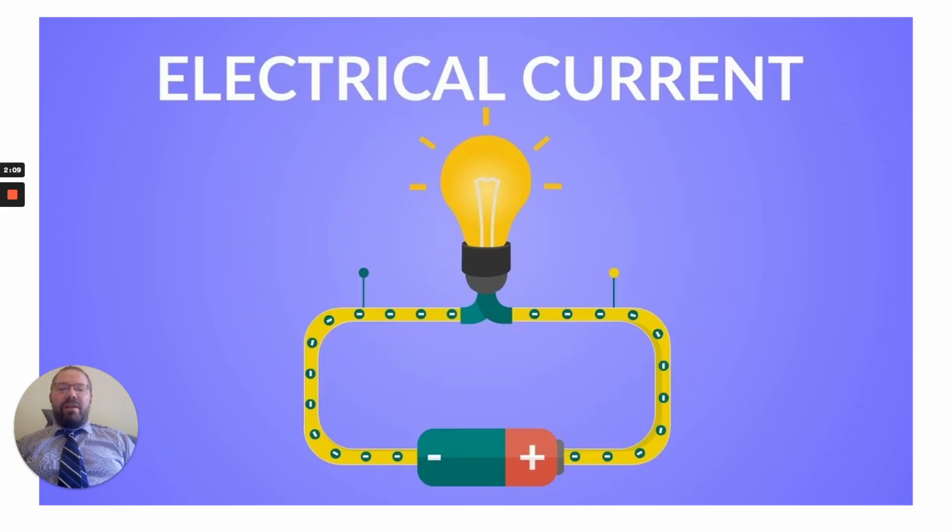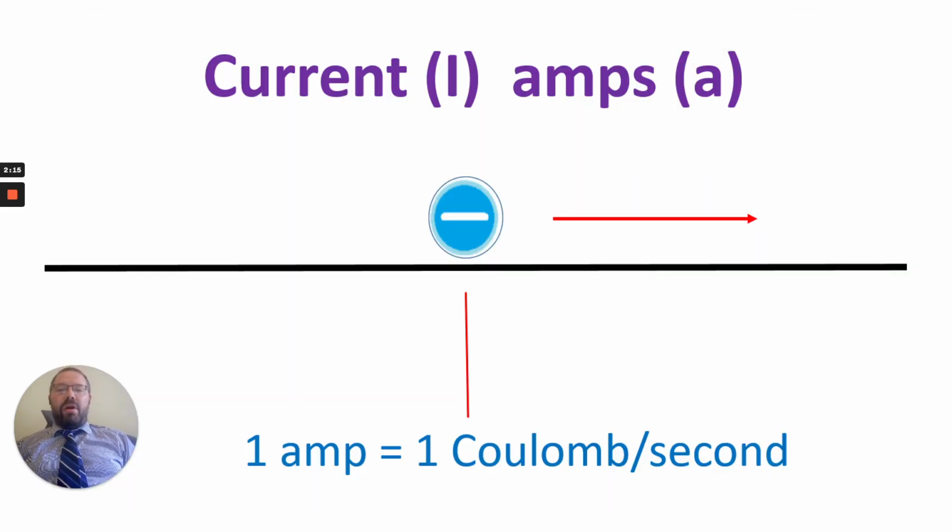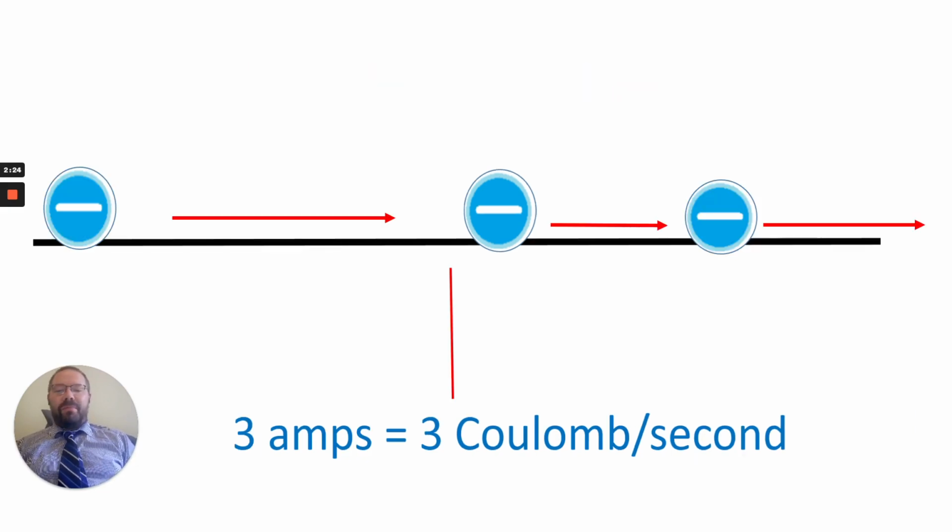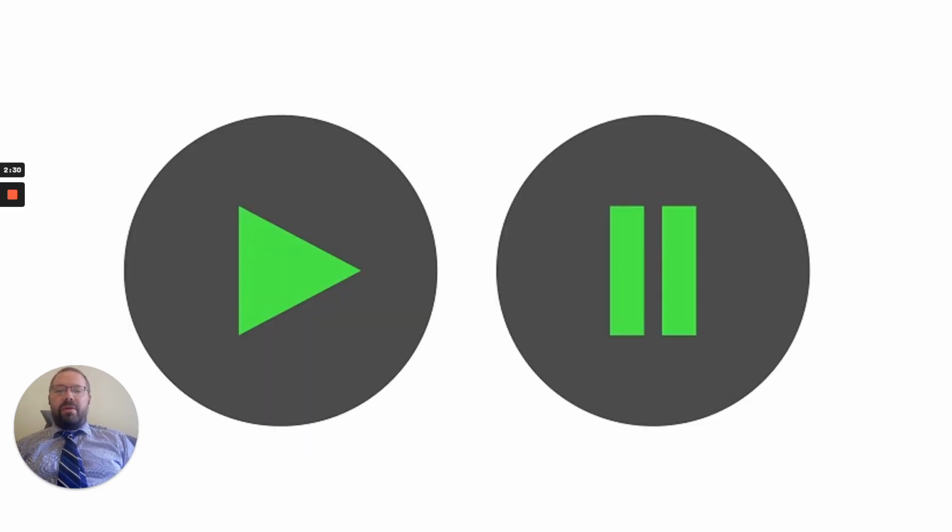So what is electrical current? It is electrons flowing in a wire or a circuit or a conductor. So current is measured in amps, and 1 amp is equal to 1 coulomb per second. 2 amps will be 2 coulombs per second. 3 amps will be 3 coulombs per second, and so on. So this equation links these all together with time.